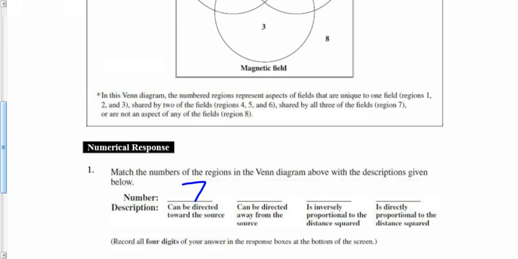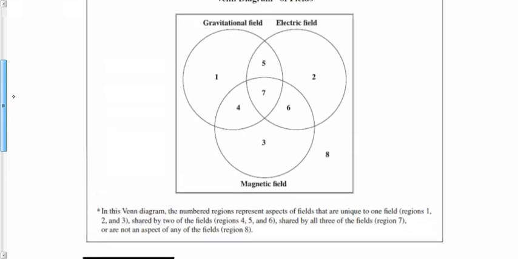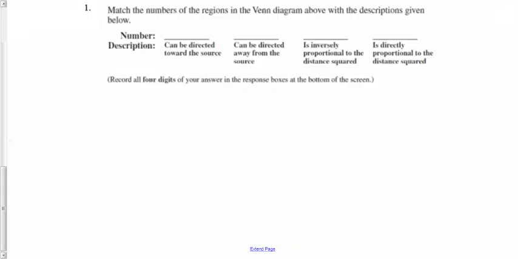Can be directed away from the source. Can a gravity field be directed away from the source? Not in this universe. Can a gravitational field be directed away from whatever causes it? No. What about an electric field? Away from the source? Can be. Away from a positive source. Magnetic? Can be. Away from a north pole, right? So we would say this would be electric and magnetic. Which one corresponds to electric and magnetic? 6. Good. So we got 7, 6.